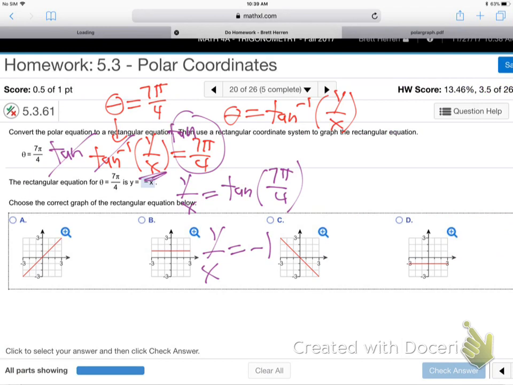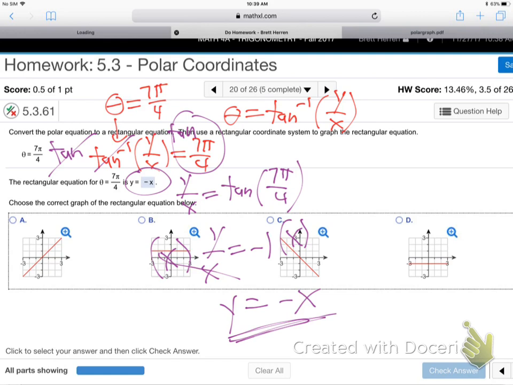They want me to get y alone, notice. So then just multiply both sides by x. Cancels out, y is negative x. I converted from theta to y and x. Y equals negative x in particular. Is that okay? Did I lose you in that process?